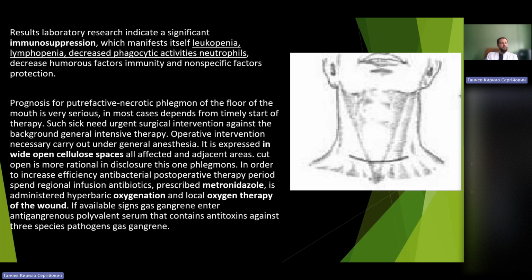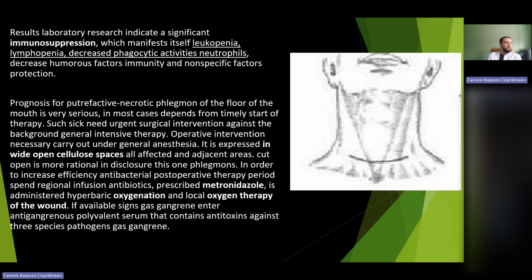Such patients need urgent surgical intervention against the background of general intensive therapy. The operative intervention is necessary to carry out under general anesthesia, of course, and it consists of wide opening of the cellular spaces, all affected and adjacent areas. It is more rational to open these phlegmons in order to increase the efficiency of antibacterial postoperative therapy, with regional infusion of antibiotics.